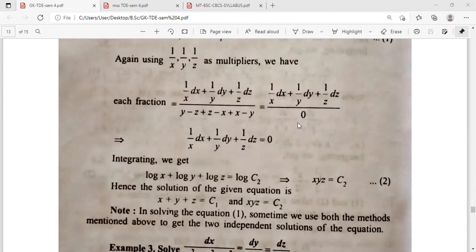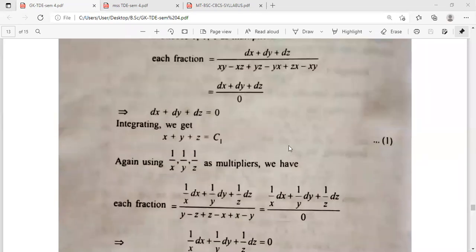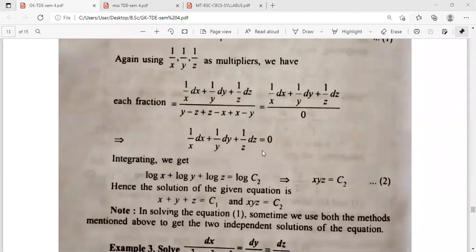Now on integration you write 1 by x dx plus 1 by y dy plus 1 by z dz equal to 0. On integration you get log x plus log y plus log z equal to log c2, because the left hand side has all logarithmic values. Log m plus log n you can write as log mn, and that's why you write xyz equal to c2. Hence the solution of the given equation is the two equations: number one, x plus y plus z equal to c1, and equation number 2, xyz equal to c2. These two taken together form the complete solution.